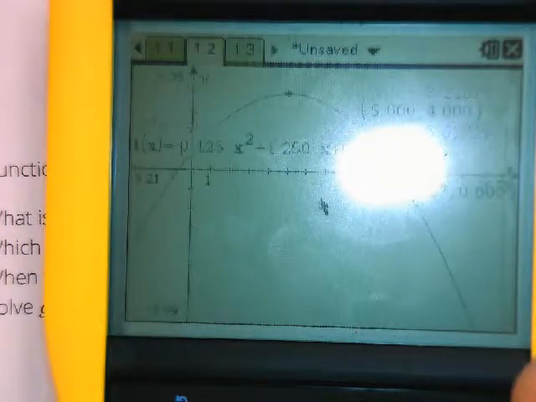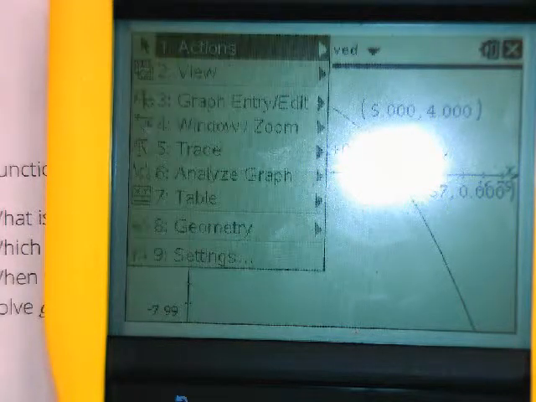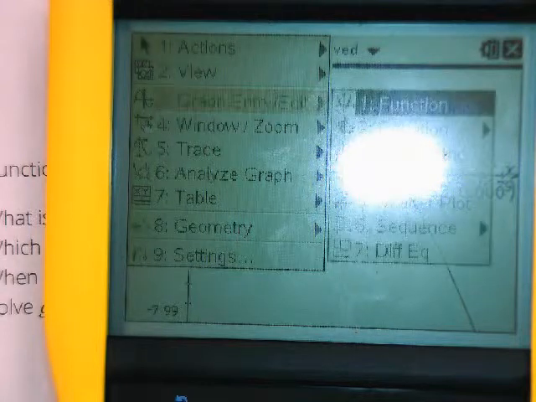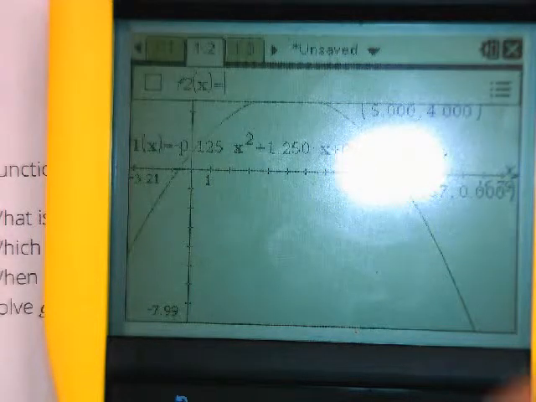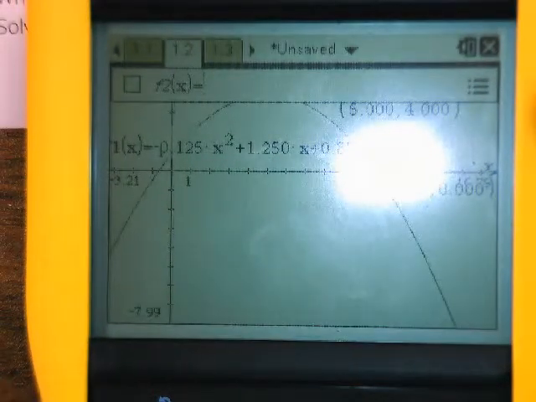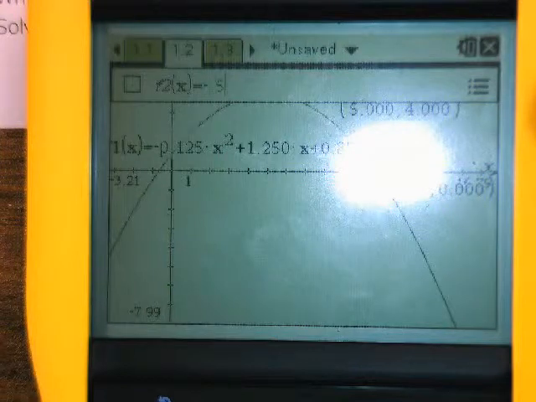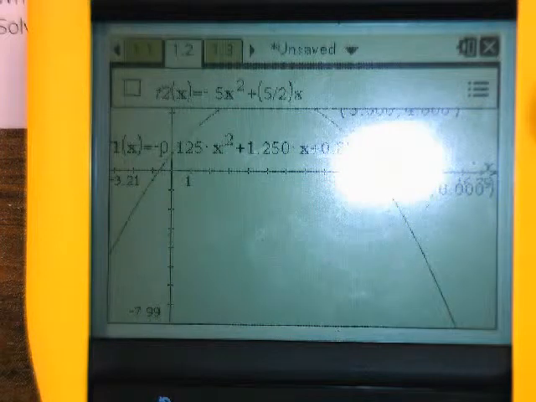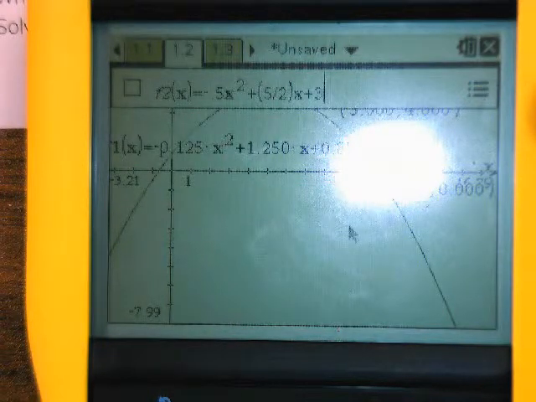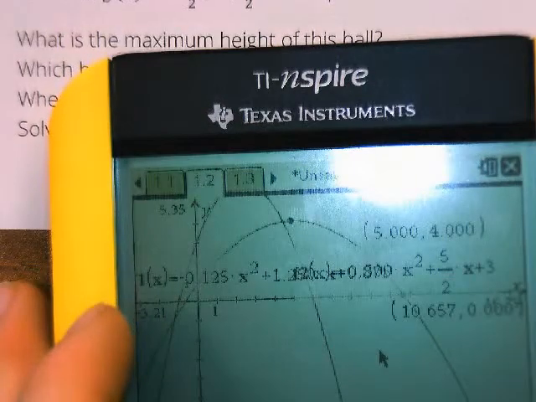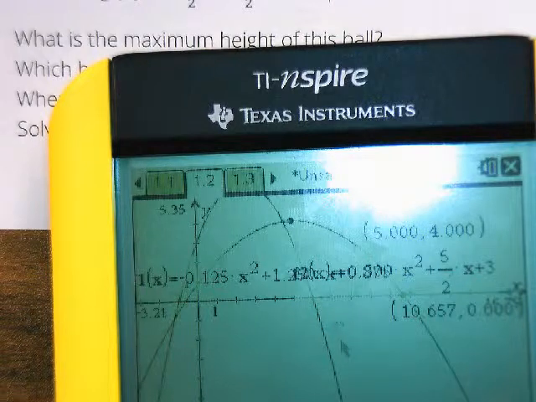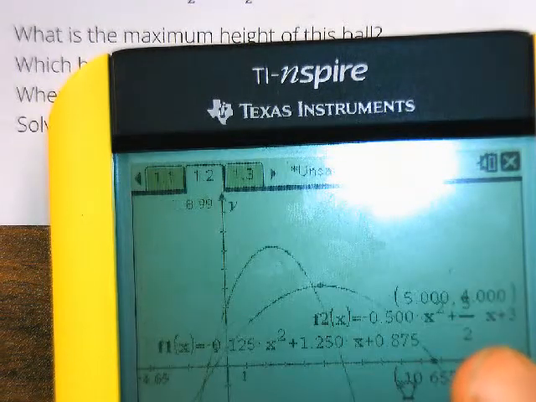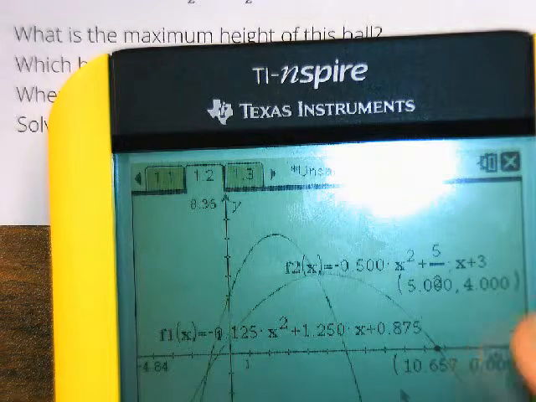I'm going to come over here to my graphing tab, and I need to hit menu. Go to graph entry edits, and then put in option 1. That's a new function. The new function they give to you, g of x, which is negative 1/2 x squared plus 5 over 2x plus 3. And then graph that. Okay. So now we've got our other function here. There we go. And now I can see it a little bit better.